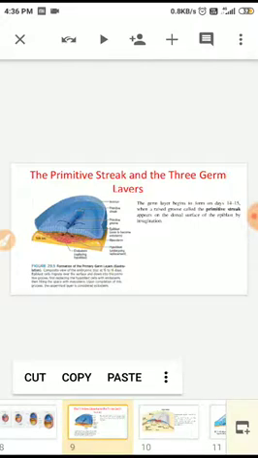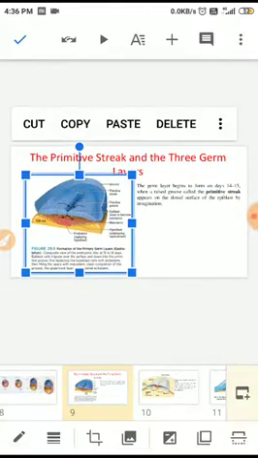The three germ layers begin to form on day 14-15, when a raised groove called the primitive streak appears on the dorsal surface of the epiblast by invagination of the inner cell mass. You can see the amnion, the primitive streak, the primitive groove, the epiblast.